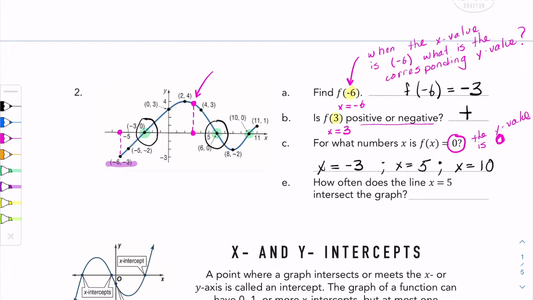All right, and the last part says, how often does the line x equal 5 intersect the graph? Don't be confused by questions like this. It's a pretty simple question. So if we had a line drawn at x equals 5, which is right here, how many times does my green line intersect the graph? And I would say that it only intersects the graph at this one location. So your answer would be 1 time.